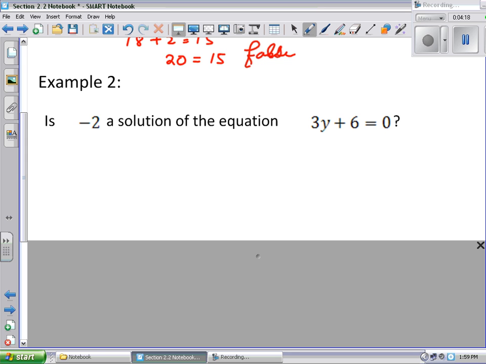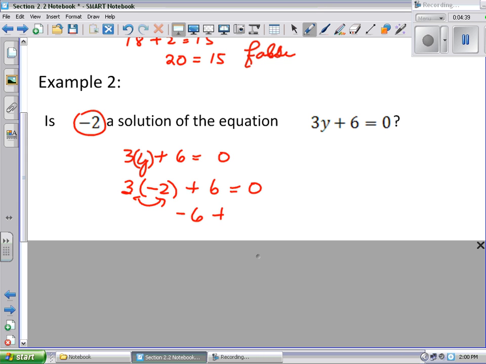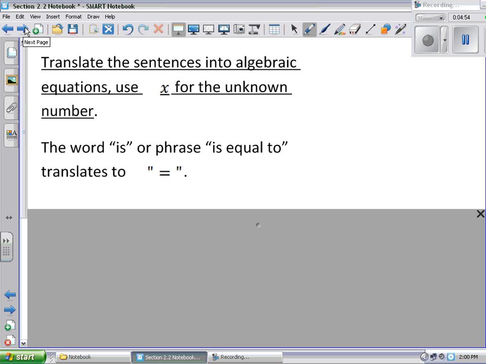Is negative 2 a solution to the equation 3y plus 6 is equal to 0? I'll wrap my variable, and then I'm going to plug in negative 2 where the y is. 3 times negative 2 plus 6 is equal to 0. 3 times negative 2 would give me negative 6, plus 6 is equal to 0, or 0 is equal to 0. This is a true statement, and so I will respond to my question with a yes whenever I have a true statement.